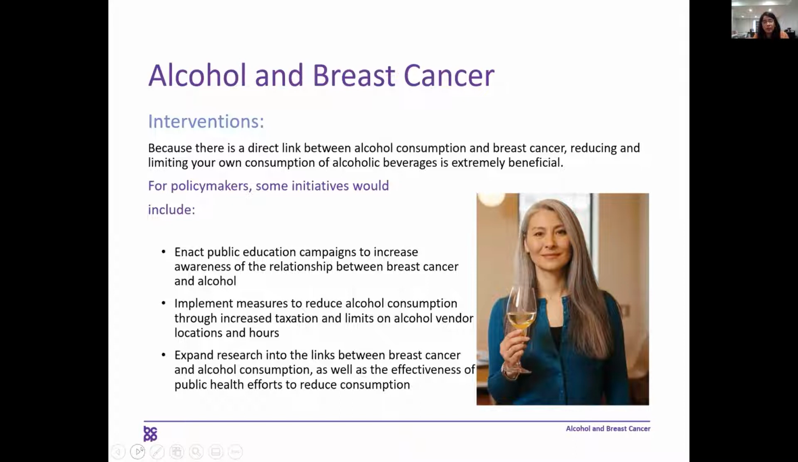Other policy initiatives could be to implement measures to further reduce alcohol consumption with further increased taxation, and also limits on alcohol vendor location and hours. In particular, we were recommending to make sure that young people, especially school-age children, were not exposed to alcohol through vendors being near schools or being open during school hours or after school. And then expanding the research into links between breast cancer and alcohol consumption to further look at especially those possible racial differences, and also the effectiveness of public health efforts to reduce consumption, seeing how these public health information campaigns could work and using the best methods possible.